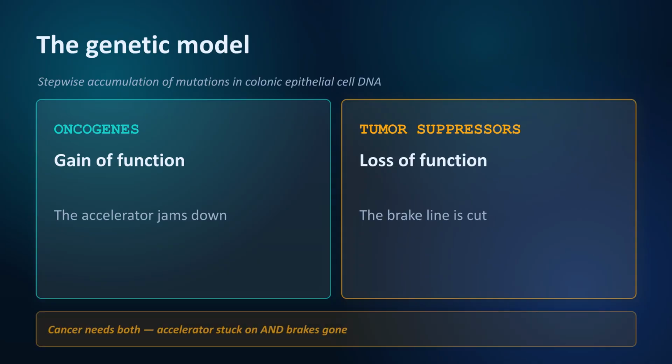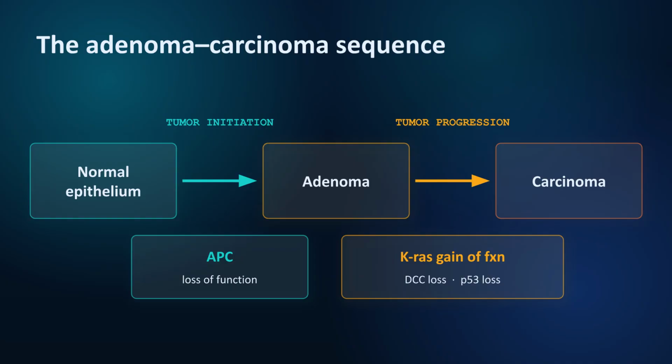And here is the rule. Cancer requires both. You need the accelerator stuck on and the brakes gone. A single mutation is not enough, which is exactly why this takes years rather than weeks. Watch for that pattern as we walk the sequence. Follow the pathway across the screen.